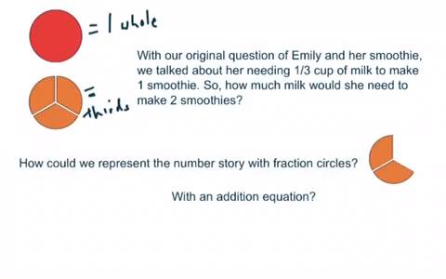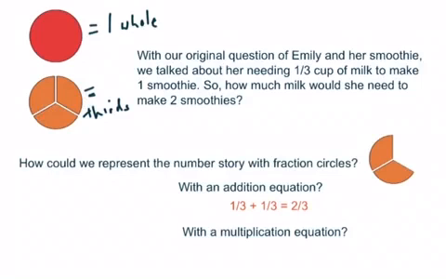Hopefully that's the drawing that you would have had, or any combination of those two pieces. It doesn't have to be sitting the same way mine is. How about an addition equation? Could you jot down an addition equation for that? Hopefully you would see 1/3 plus 1/3 equals 2/3 is an addition equation that goes with that. You couldn't have just put 1/3 plus 1/3 and left it, because that's not an equation. We have to have the equals 2/3, right?